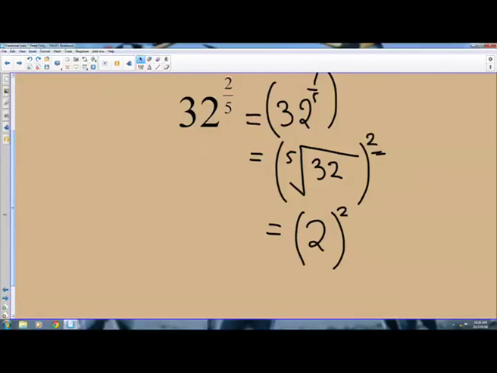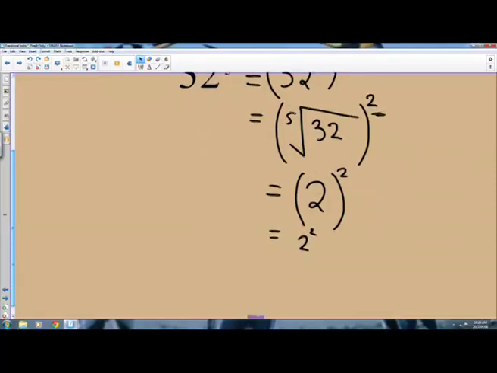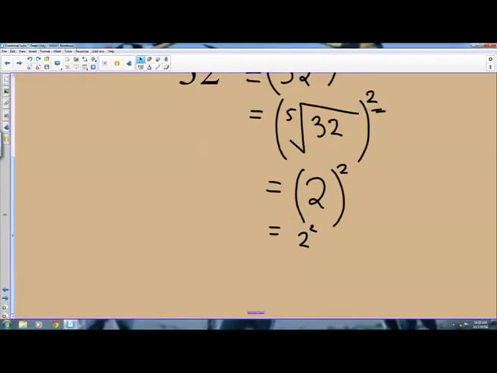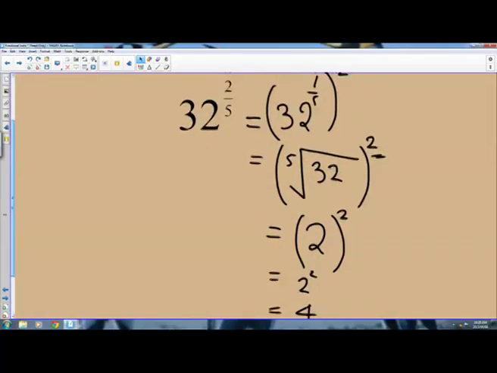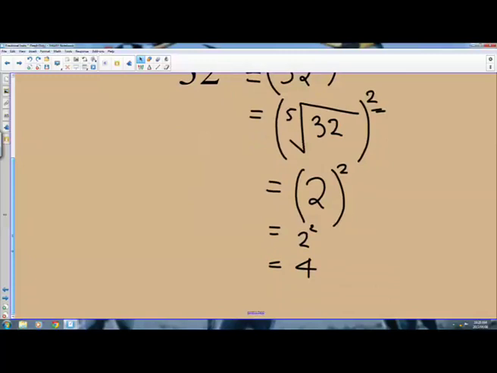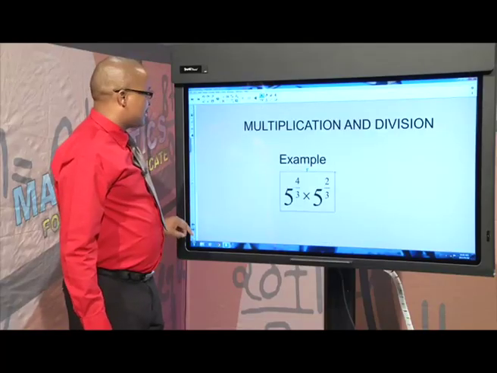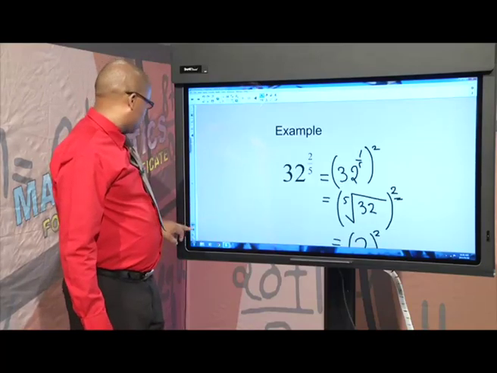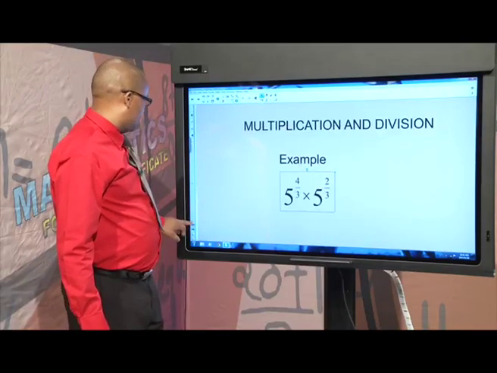And then 2 to the power 2, what do we get? This simply says multiply 2 how many times? 2 times. So 2 times 2 gives 4. So what we are simply saying is 32 to the power 2/5 is 4. Upon simplifying, this is what we got. We got 4. This is how we evaluate fractional indices.